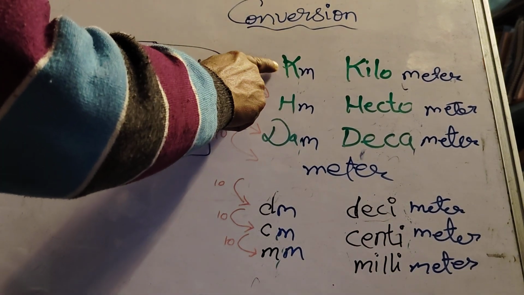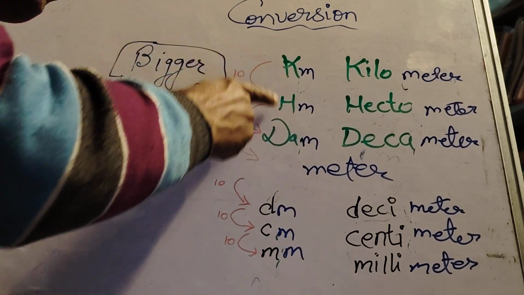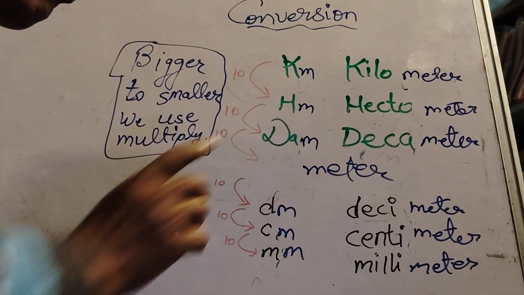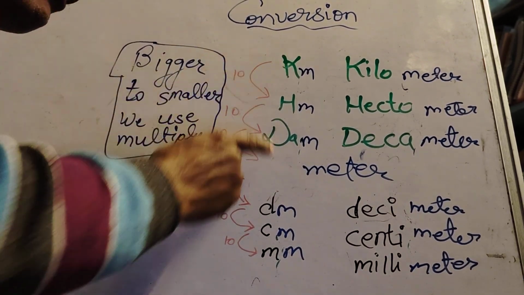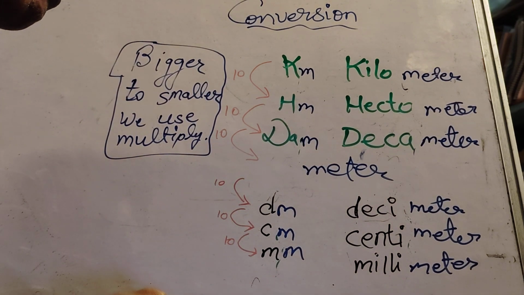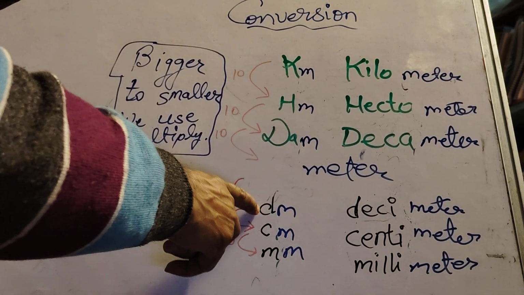1 kilometer equal to how many hectometer? Same relation is there. 1 kilometer equal to how many decameter? 1 kilometer equal to how many meter? So can you tell, 1 hectometer equal to how many meter? 100. 1 kilometer equal to how many decameter? 100. 1 kilometer equal to how many meter? 1,000. Correct. 1 hectometer equal to how many decimeter?